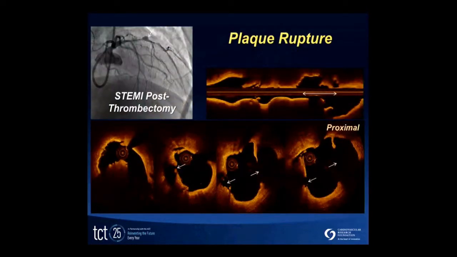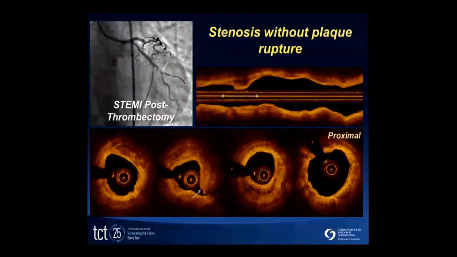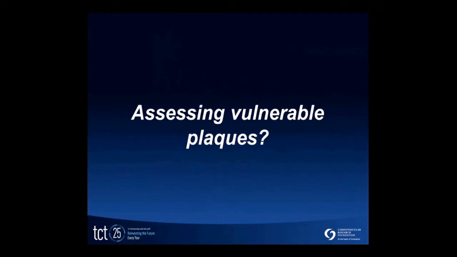This is another example of a plaque rupture, and you can see that the arrows at the bottom, the bottom 4 cross-sectional images, show 2 plaque ruptures in this culprit lesion at 180 degrees apart. And conversely, we're beginning to realize that there is this spectrum of lesions that cause infarction that do not have plaque rupture, but that either have plaque erosion or, in this case, probably a severe stenosis alone, leading to reduction in flow and thrombosis.